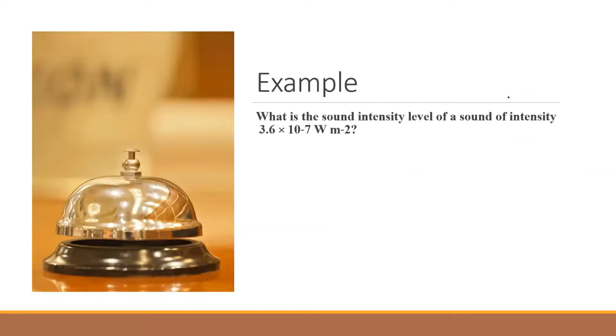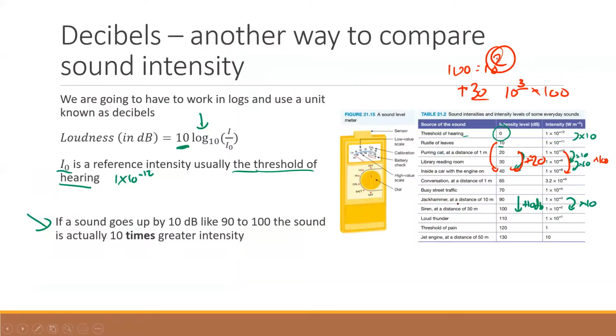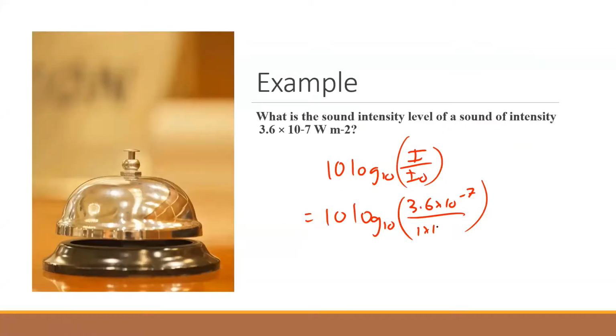Well, we're going to use the formula for the volume in decibels. We're going to go 10 times log 10 of I over I naught, which is the same as 10 times log 10 of 3.6 times 10 to the negative 7 over the threshold of hearing, which was 1 times 10 to the negative 12.